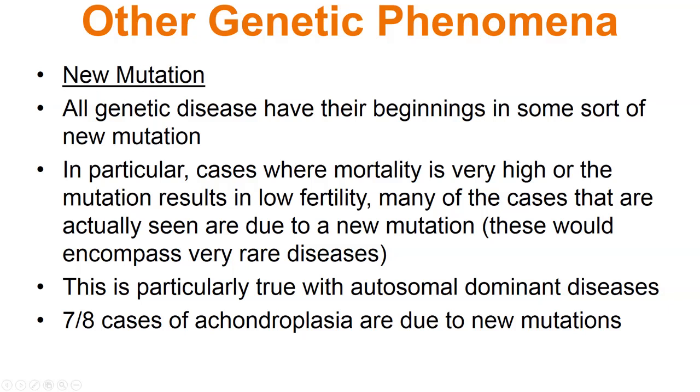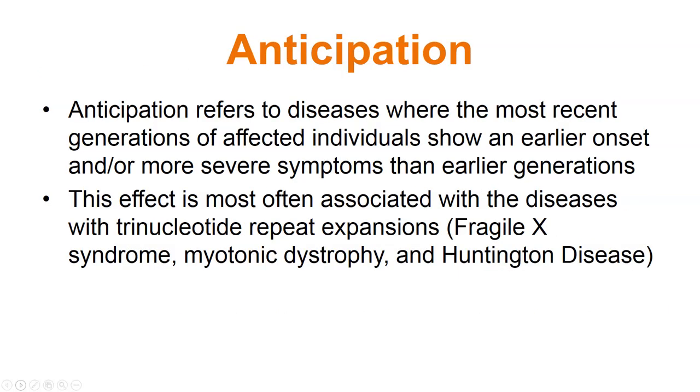An example: 7 of 8 cases of achondroplasia are due to new mutations. People who have achondroplasia certainly can have children, but about 7 out of 8 are due to new mutations. And it does reduce the ability to have children. They can have children, but they're not as fertile as somebody who doesn't have that mutation. The next concept is anticipation.